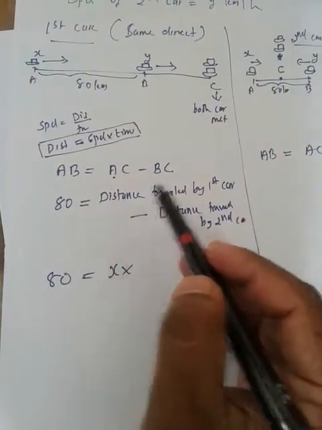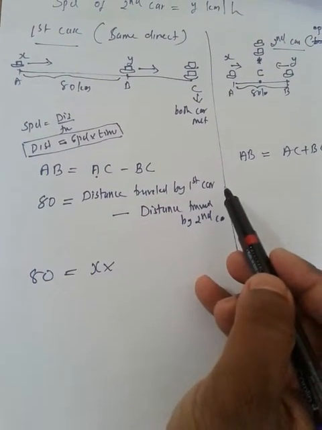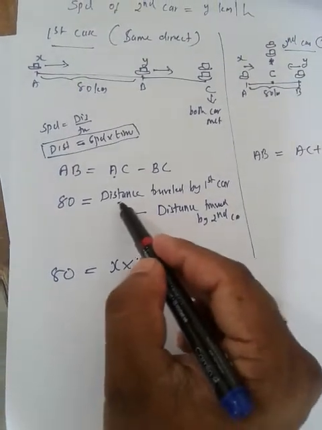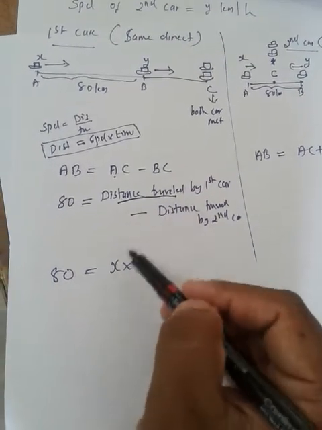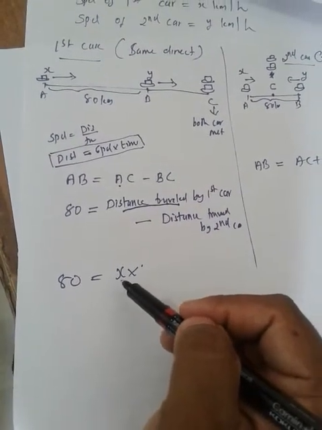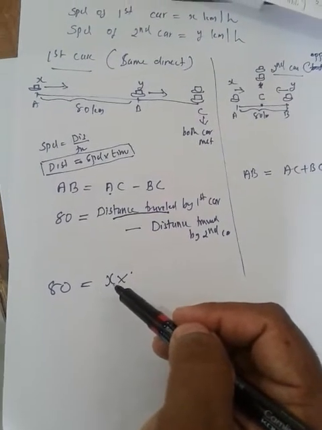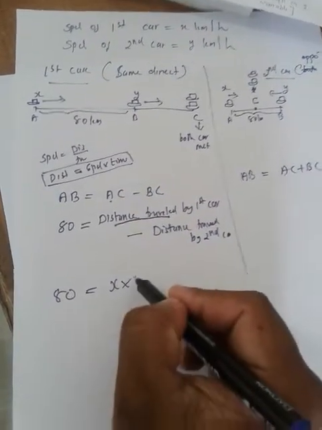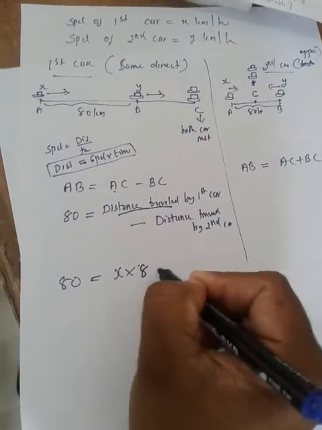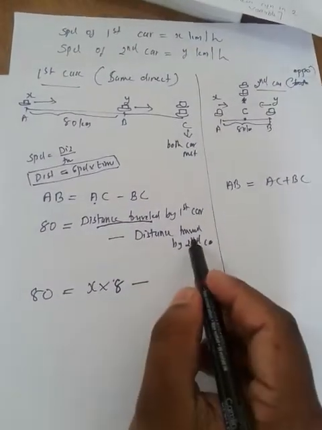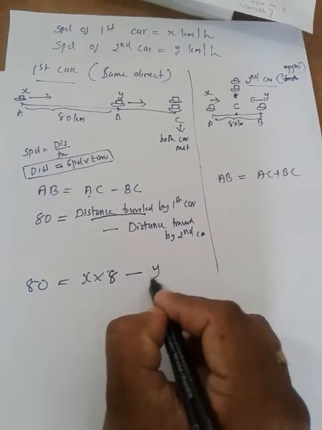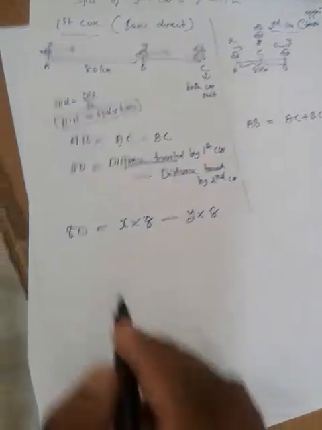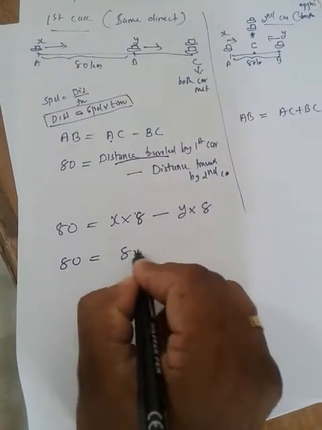So I have to calculate the distance traveled by the first car. Distance is equal to speed into time, and the speed of the first car is X. And how much time does it take to reach C? 8 hours, because it is given in the question. Each car is taking 8 hours. So 8 hours minus the distance traveled by the second car. Again distance formula, speed into time. What is speed? Y into what is time? Same, 8 hours. Second car also takes 8 hours, no? So the equation is 80 is equal to 8x minus 8y.